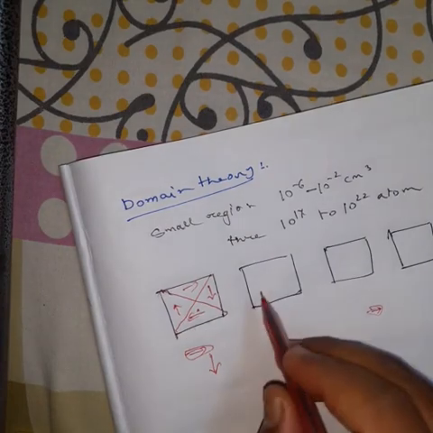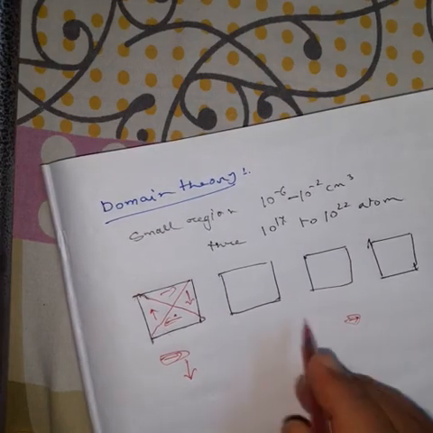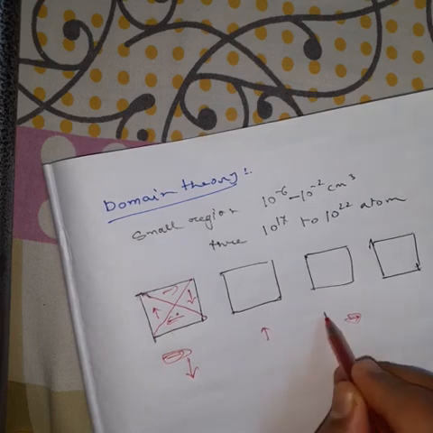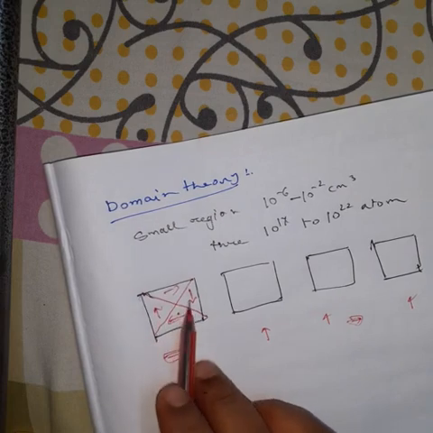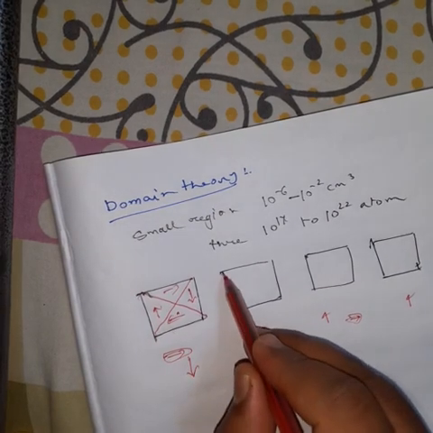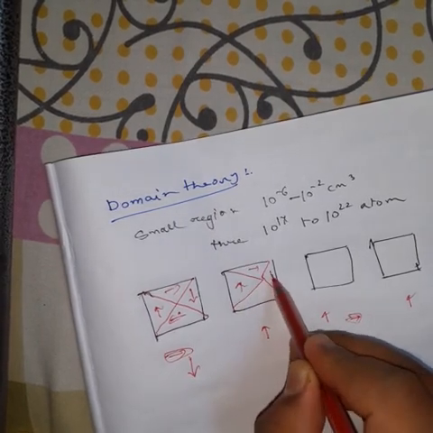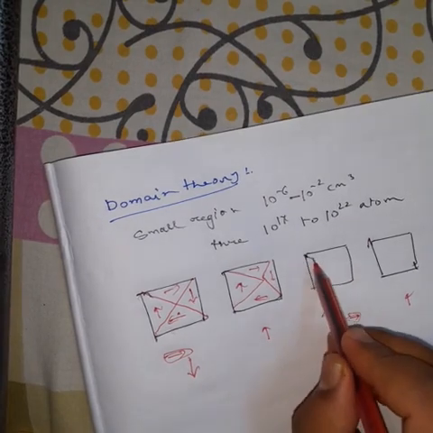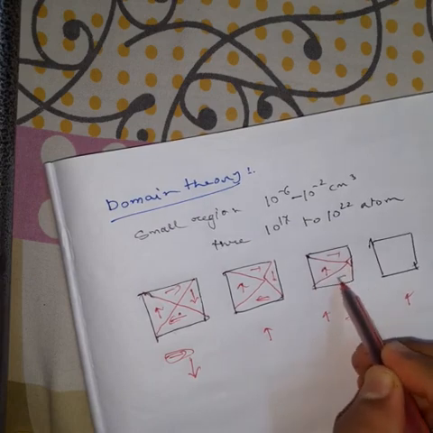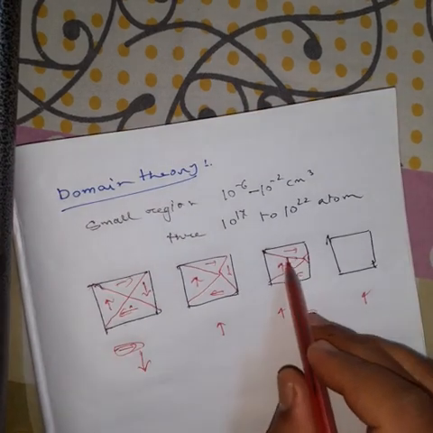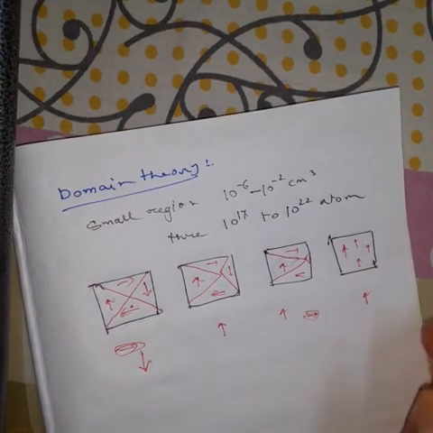Now if I apply a magnetic field, let us say in this direction, the domains will try to align themselves in that direction, and the others will try to decrease. So the domain walls will shift. This one is increasing, next one it will go like this, and finally this will dominate and all the domains will be oriented like this.